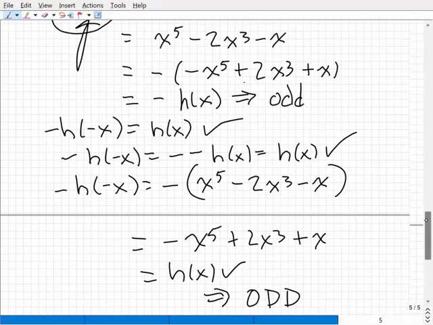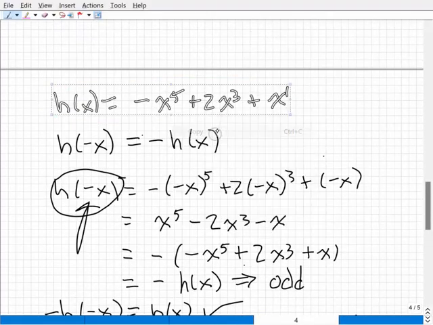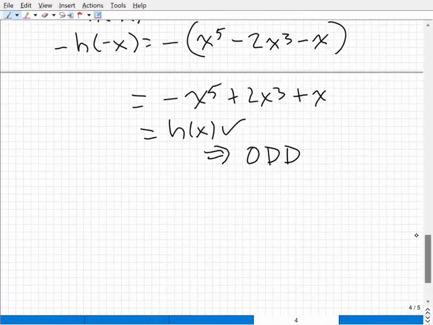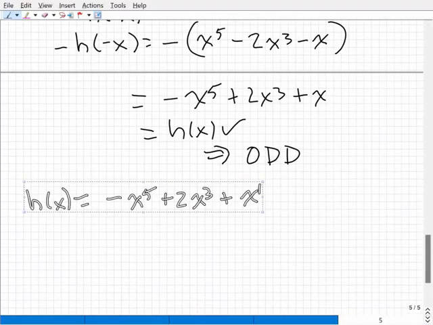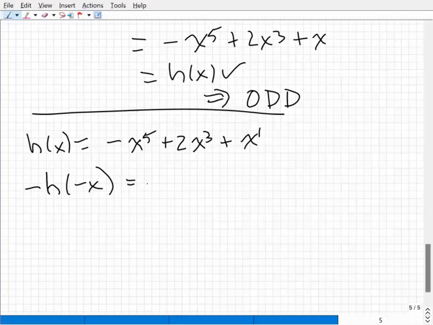Now if you wanted to redo all your work, we can do that. Here's the terrible way to do it, but hey. All right, here's our original function. I want negative h of negative x. Let's just do it all at once. All right, I got a minus sign. Boop. This has many terms, so make sure you have your parentheses.